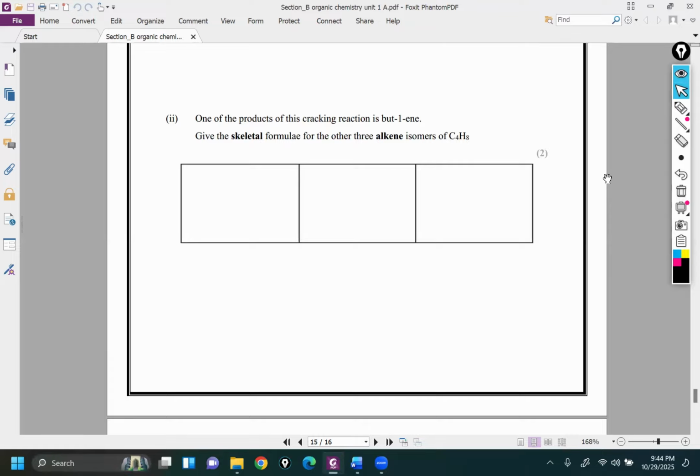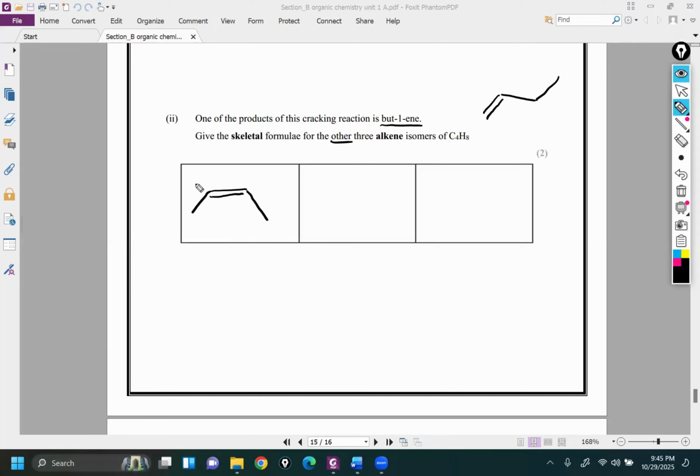Part 2, one of the products of this cracking reaction is but-1-ene. Although this is an alkene part question, anyhow, give a skeletal formula for the other 3 alkene isomers of C4H8. Be careful, the cracking reaction gives but-1-ene, and they're asking for skeletal formulas. So see here, one of the products of this cracking reaction is but-1-ene. So one is this one, and they are asking for the other 3 alkenes. So read the question carefully. You cannot include this answer over here.